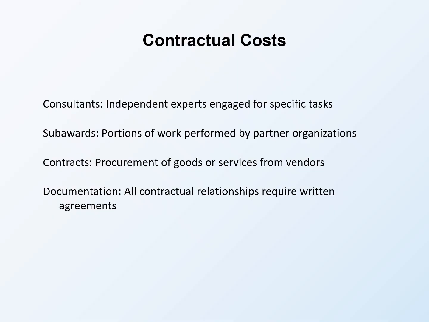Contracts are procurement relationships where you obtain goods or services from vendors. The vendor delivers specified products or services. They do not make independent programmatic decisions. Contract arrangements follow procurement rules appropriate to the dollar amount involved.